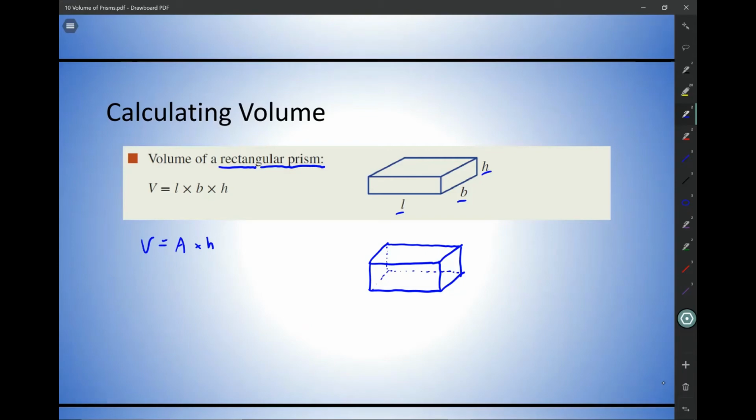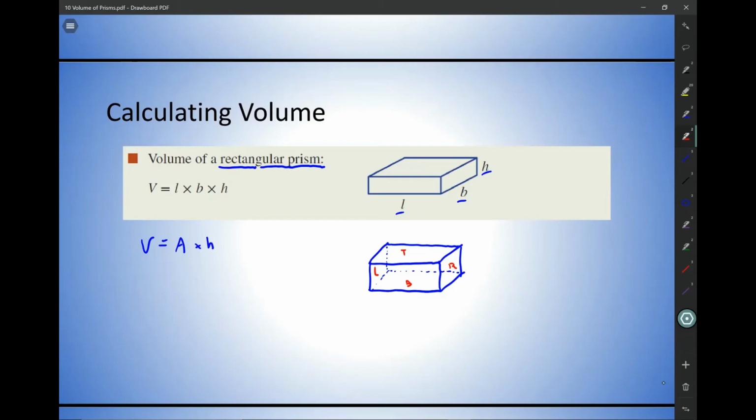Okay, so what we need to do here to calculate the volume is look for a face that is the same on both sides. What I mean by that is we could choose the front and the back, or we could choose the left side and the right side, or we could choose the top and the bottom. It doesn't matter which side we choose, as long as we choose a side that is the same on both sides of the shape.